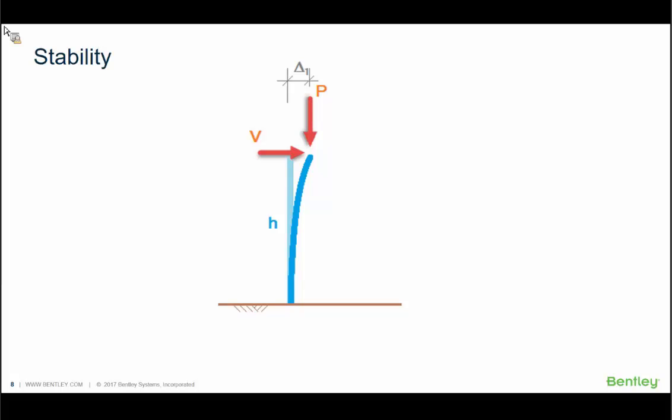Under those loading conditions, the top of the column will displace some distance, delta 1. But now we need to consider the fact that the vertical force acting through the displaced location induces an additional moment equal to that force times the magnitude of the displacement, or P times delta 1. So rather than the moment being merely V times h, it is V times h plus P times delta 1. But that additional P delta 1 moment induces additional displacements into the column, delta 2.